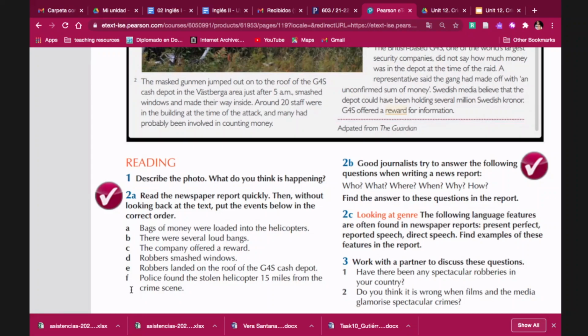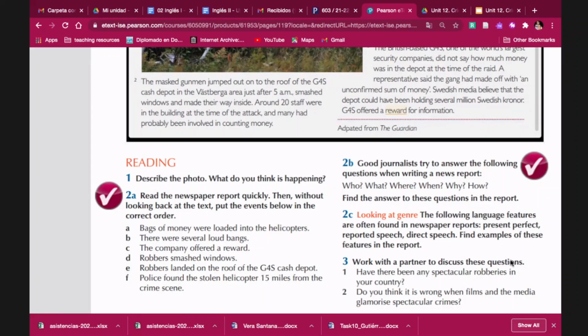Jennifer, please, what about the second event? Which was the second event? What happens next? Or what happened next? Robbers smash windows. Exactly. Okay, so number one, robbers landed on the roof of the G4S cash depot, and then robbers smashed windows. Okay, good. Thank you.